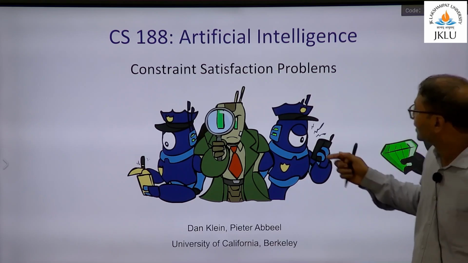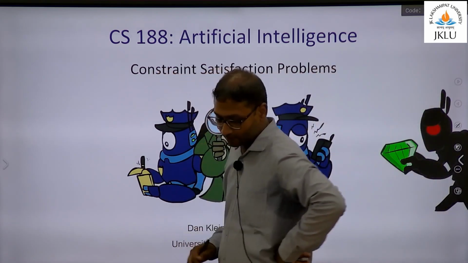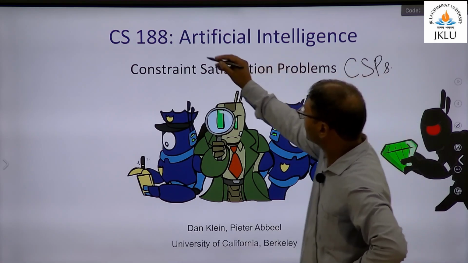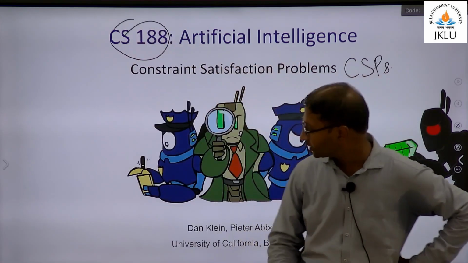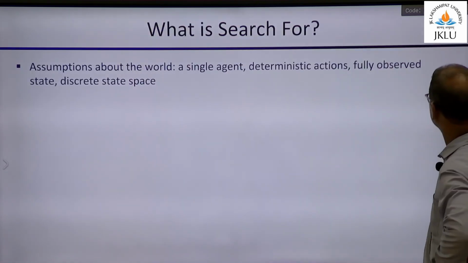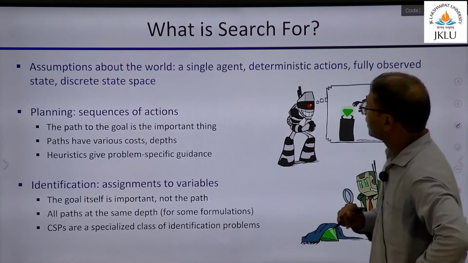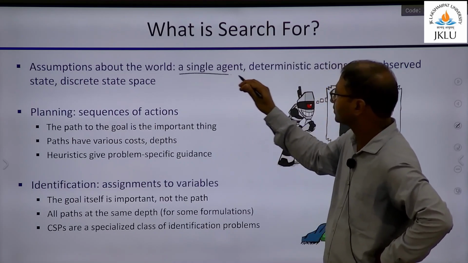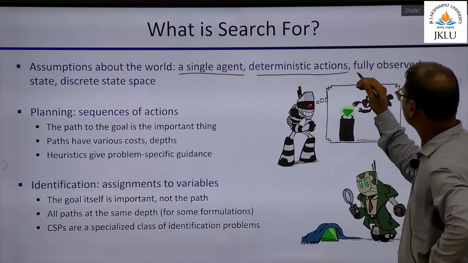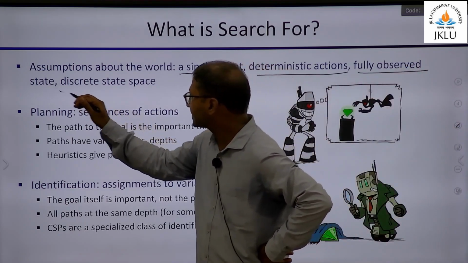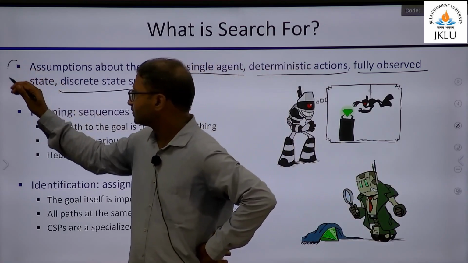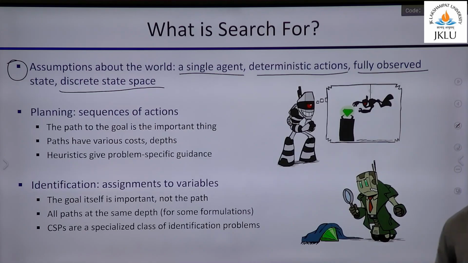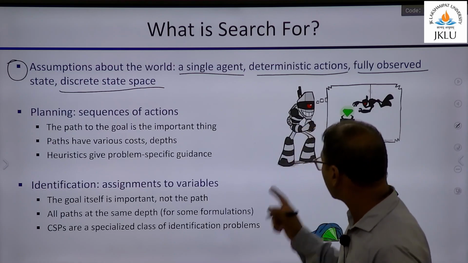So we start with constraint satisfaction problems, in short called CSPs. Again, these slides are from CS 188. All right, so what is a search for? Assumptions about the world: a single agent, deterministic actions, fully observed state and discrete state space. Explain this to me once, let's see. What does this mean? This is what we had assumed throughout the last whatever number of lectures we have had. What does it mean to say a single agent?